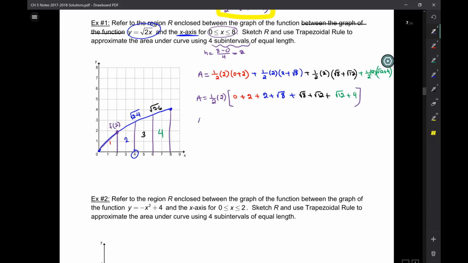So when all is said and done, this is going to be 20.585. So again, nobody writes all this out like this. When we are going to do it the next time, this is how it's going to be. You're going to say area equals half, that's because of the formula, times the height is 2, and then we say 0 plus 2 times 2, 2 times root 8, 2 times root 12, 4.